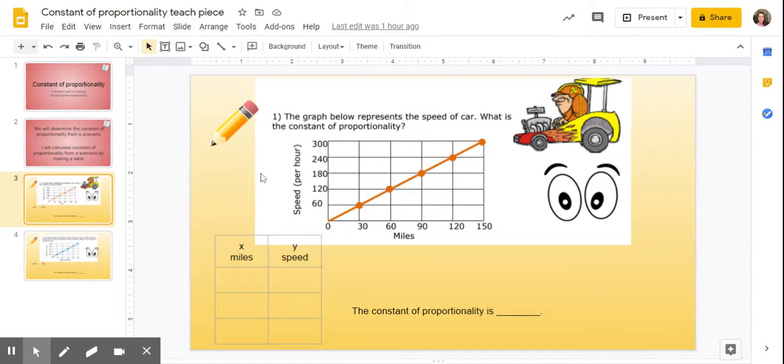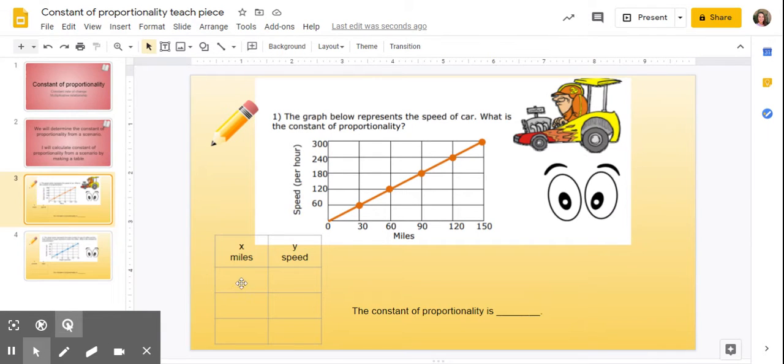So for today's activity, you're going to be given a scenario. The pencil is showing that you're going to fill in the table. The video is this video that you're watching. So for the first problem, we have that the graph below represents the speed of a car. What is the constant of proportionality? To find the constant of proportionality, we will be using the table.